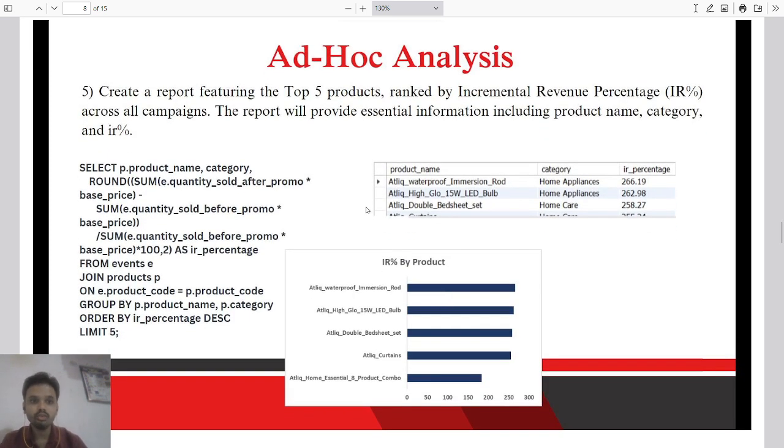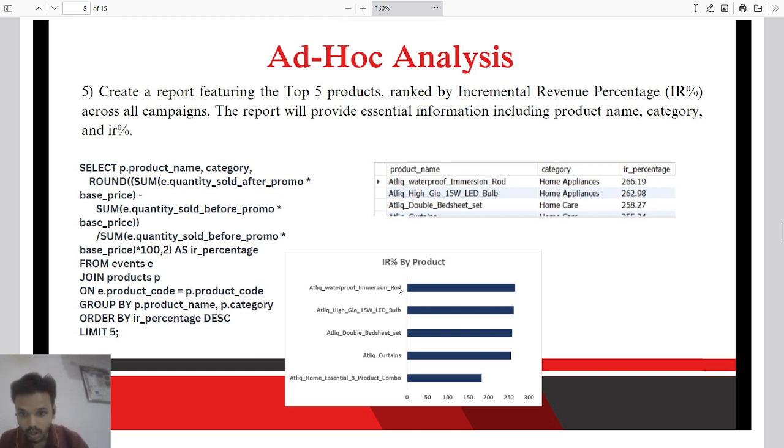Ad hoc analysis number 5: create a report featuring the top 5 products ranked by incremental revenue percentage, IR percentage, across all campaigns. The report will provide essential information including product name, category, and IR percentage. So here the query looks like this, and the output we got we can see in the graph.